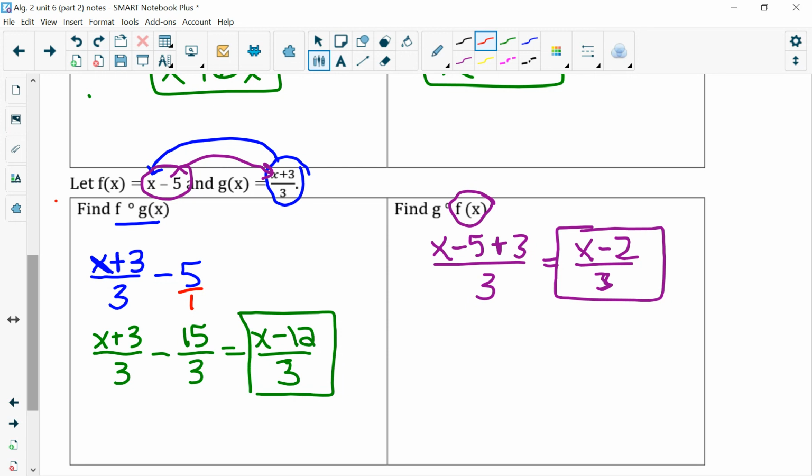All right, your task is to complete the next page, page 3 in your packet, function operations and composition of functions practice. When you are completely done with it, then you will check it off of Canvas and then continue on with the next video. Good luck.